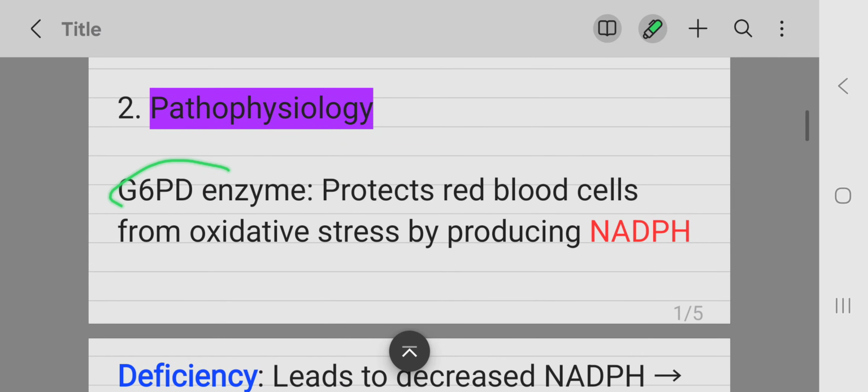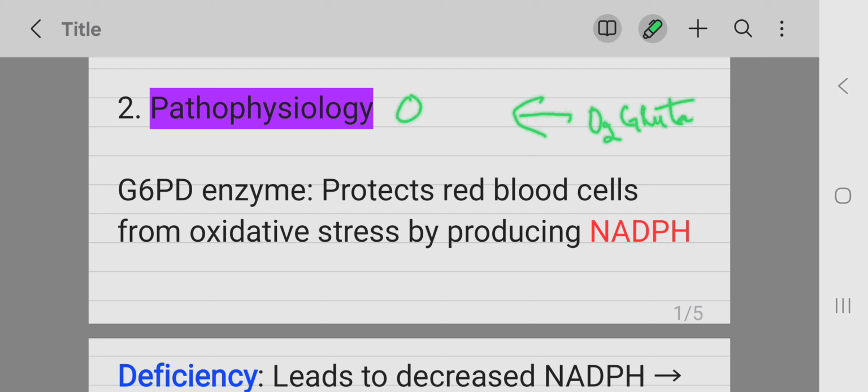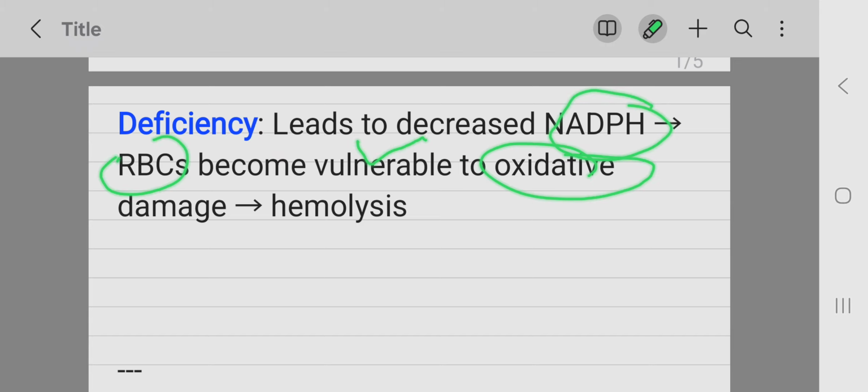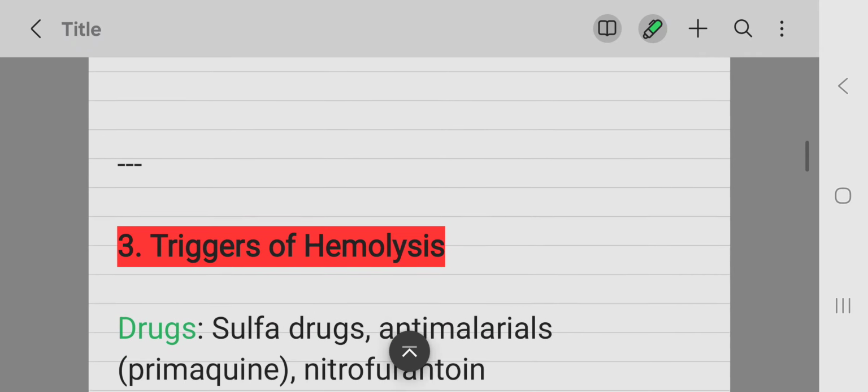When there is G6PD deficiency, it leads to decreased production of NADPH. When there is decreased production of NADPH, there is oxidized glutathione present in the cells, and this leads to oxidization of the hemoglobin. When this oxidized hemoglobin is present in the RBCs, it makes the RBCs more prone to hemolysis. So there is deficiency of NADPH, and therefore RBCs become more vulnerable to oxidative stress and therefore hemolysis.